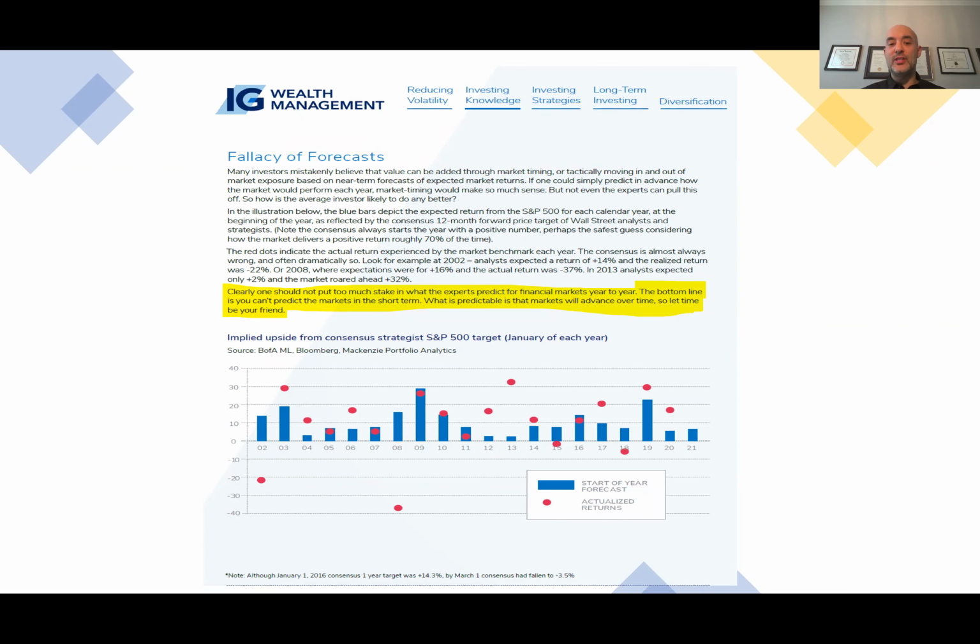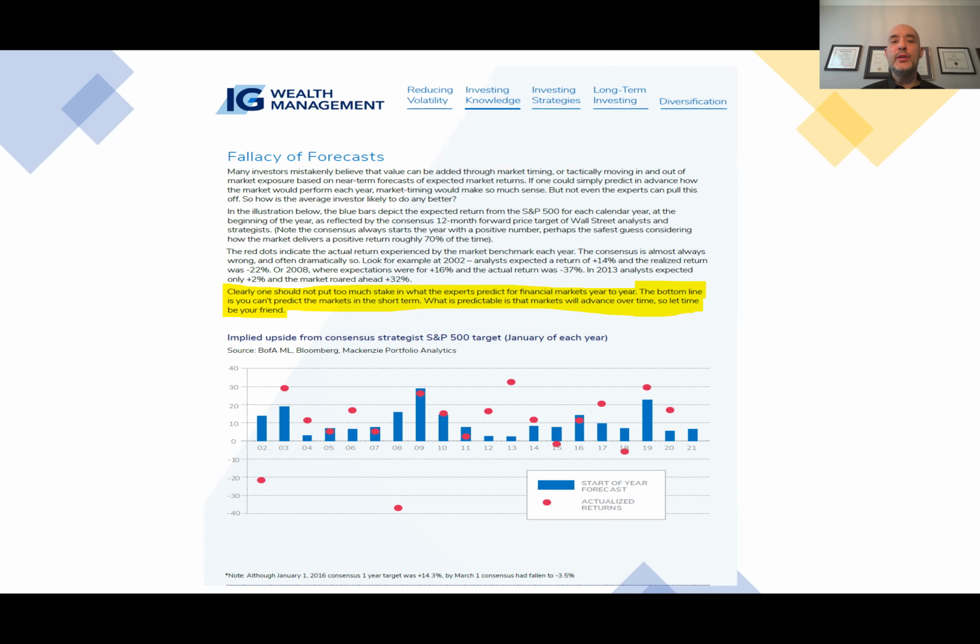So in 2002, you can see here what was expected was plus 14%. In fact, what was realized was minus 22%. In 2008, plus 16%, and what was the actual return was actually minus 37%. We saw a reversal of fortune in 2013, where the expected return was plus 2%. However, the markets came back strong at plus 32%.